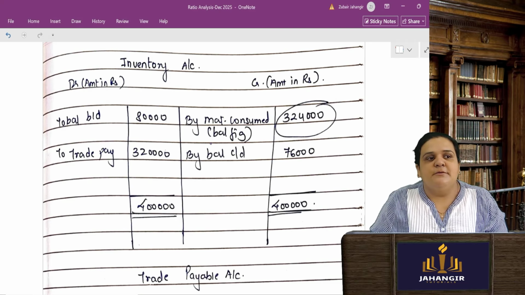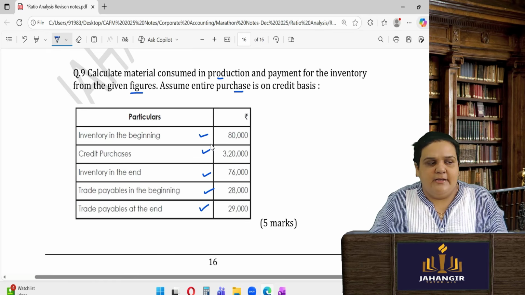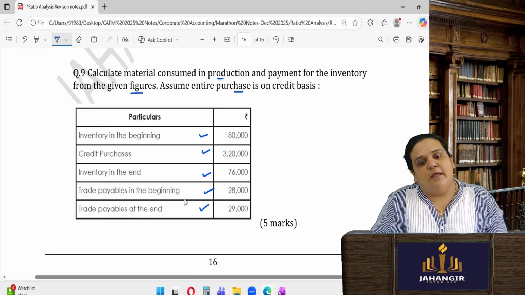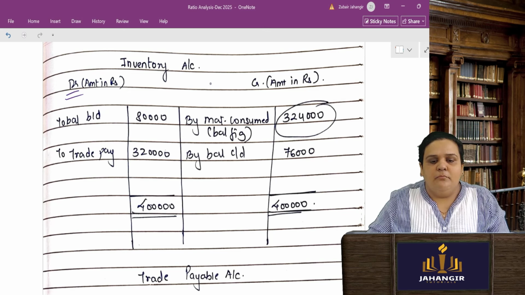Okay. So first make the inventory account, debit and credit. Why inventory? Because they have given me opening, closing of the inventory, and they have given me opening and closing of trade payables. Okay, so I'm going to make these two accounts, inventory account and trade payables account. I will get my materials consumed. So basically, just a rough working I'm showing you all.